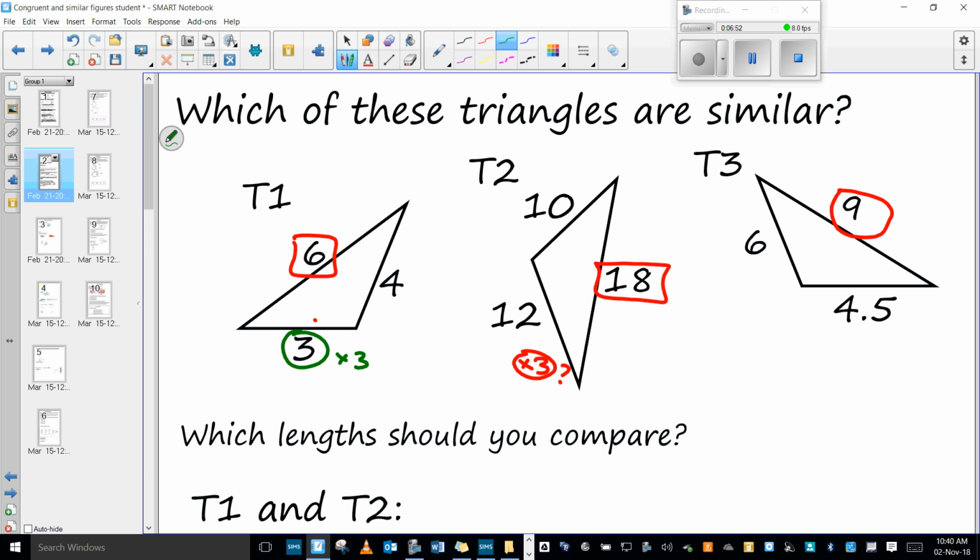Alright, so let's look at triangle 1 and 3. From 6 to 9, what would be my scale factor? How do you find the scale factor? Divide. So you're going to have 9 over 6, which comes to 3 over 2 or 1.5. So we're trying to decide, are they 1.5 times bigger? Check the smallest length. What's 3 multiplied by 1.5? 4.5. Looking good. And our final check is 4. 4 multiplied by 1.5 does give you 6. So therefore, triangle 1 and 3 are similar.